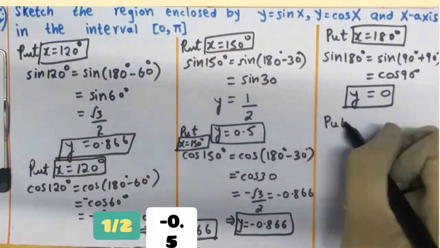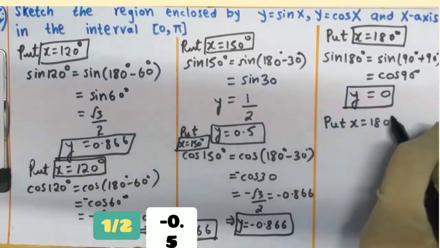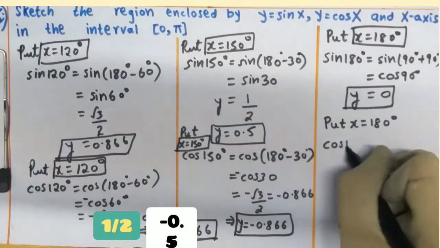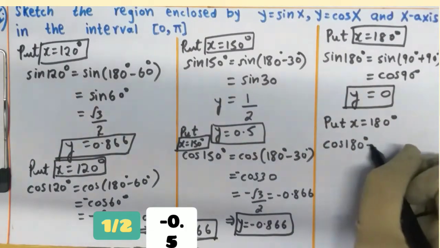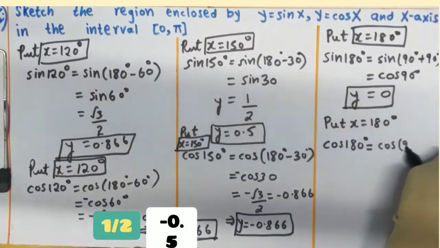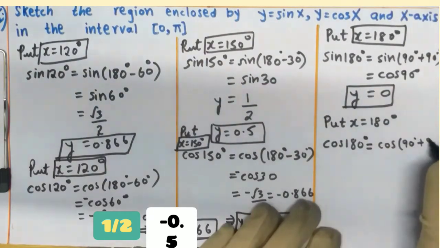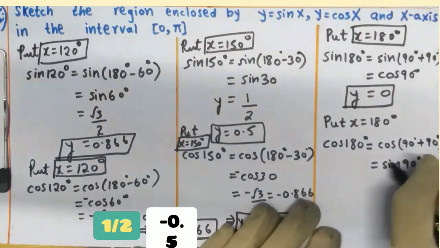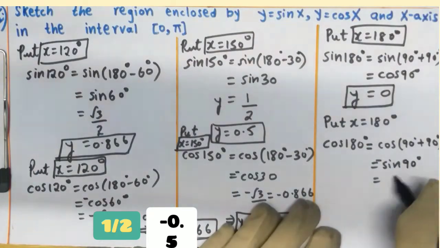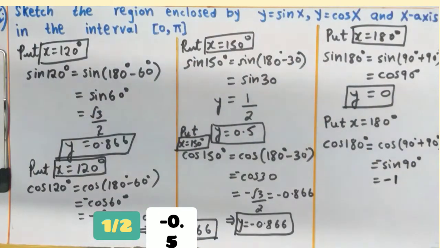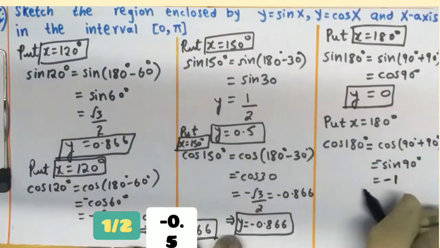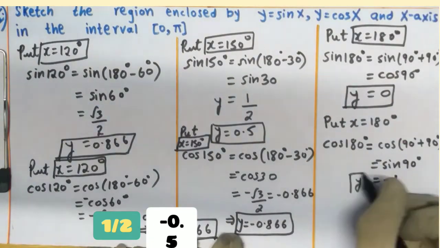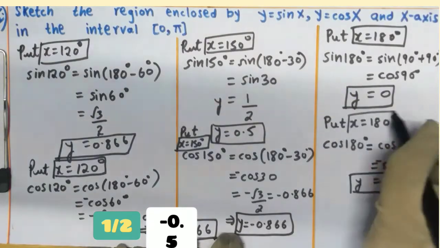Similarly, put x equals 180 degrees in cos x. So in place of x, we are substituting 180 degrees. So 180 can be written again as 90 plus 90. So we know cos 90 plus theta is sine theta, but it is in the second quadrant, means it is minus. We know the value of sine 90 is 1. So minus 1. So we got when x is equal to 180 degrees, y is equal to minus 1.